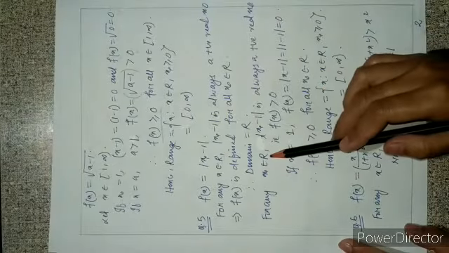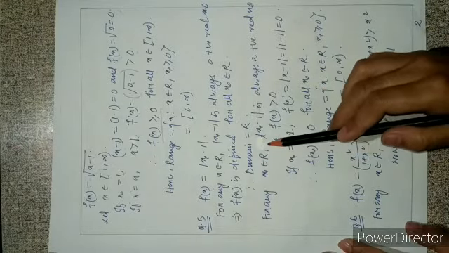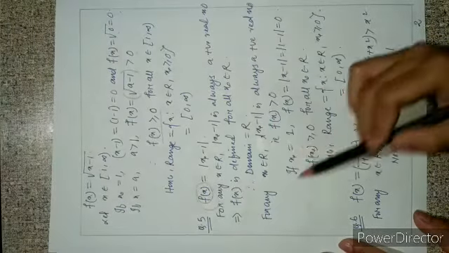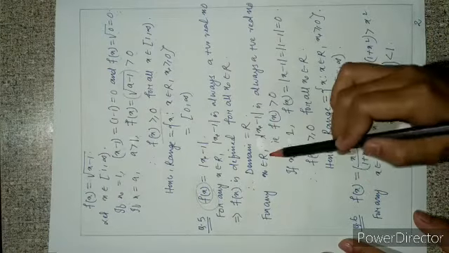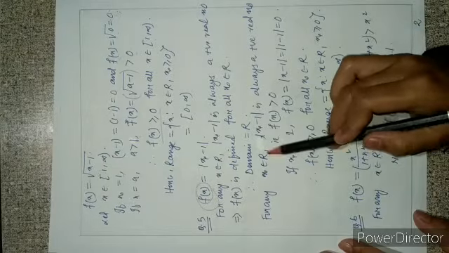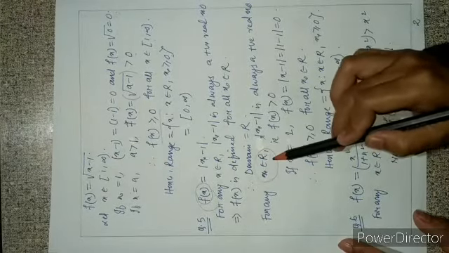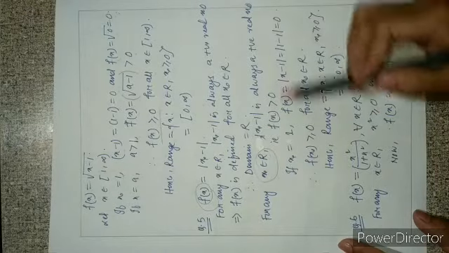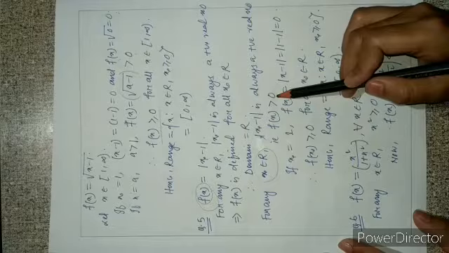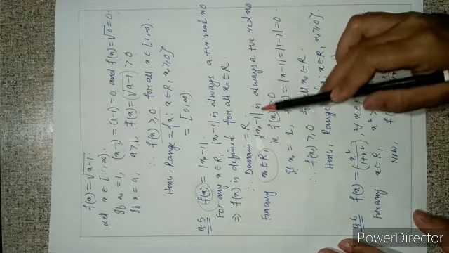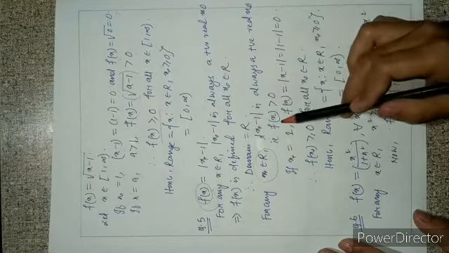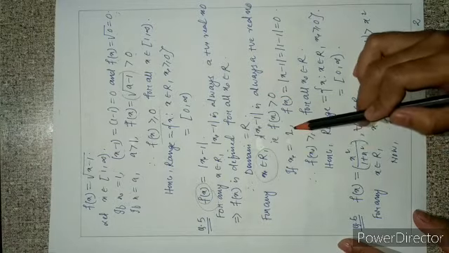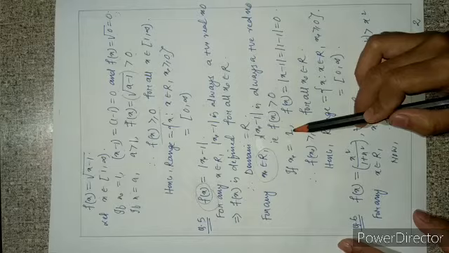Now we are going to find the range of the function. The range is given by the condition of f of x. For any x belonging to R, modulus of x minus 1 is always a positive real number, that is, f of x is greater than or equal to 0. In particular, if x is equal to 1.